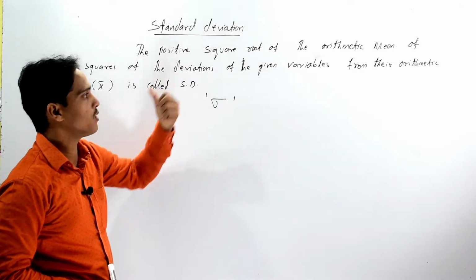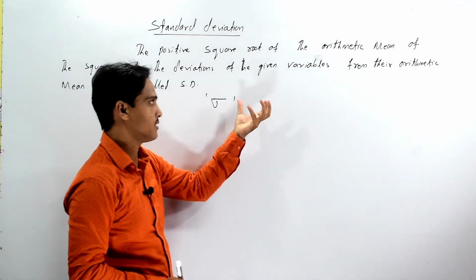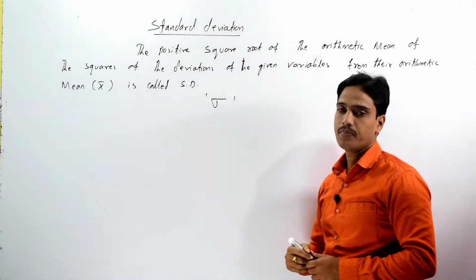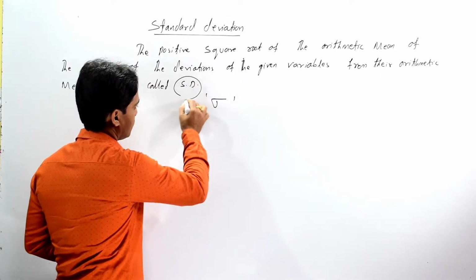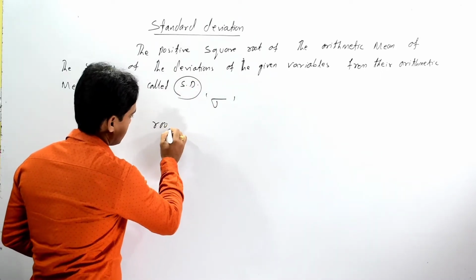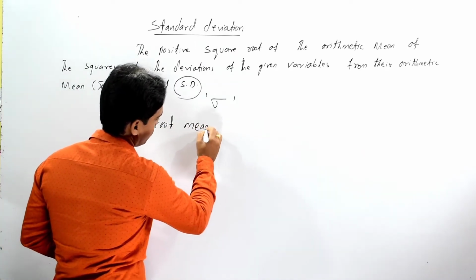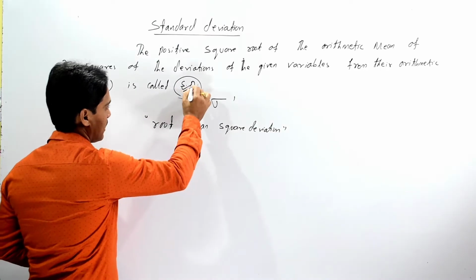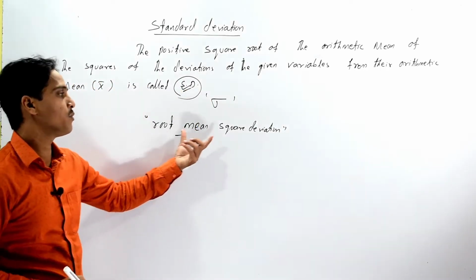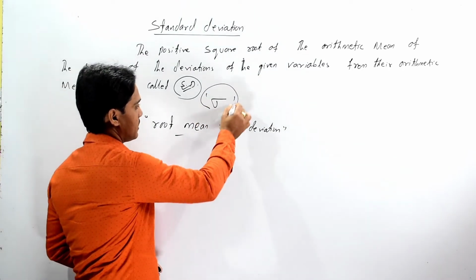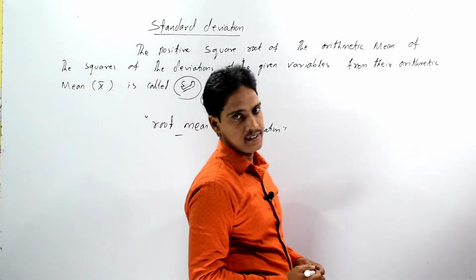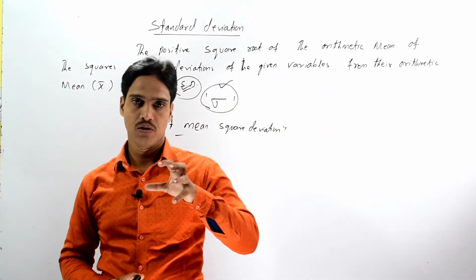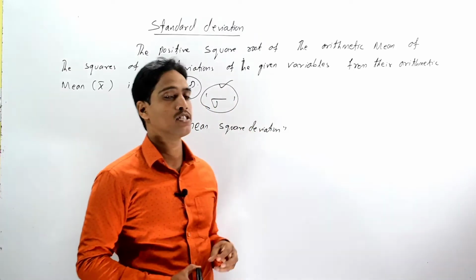So the positive square root of the arithmetic mean of squares of deviations of the given variables from their arithmetic mean is called standard deviation, which is otherwise known as the root mean square deviation. It is always denoted as small sigma, derived from the Greek word, and it is considered the most powerful and the best measure of dispersion.